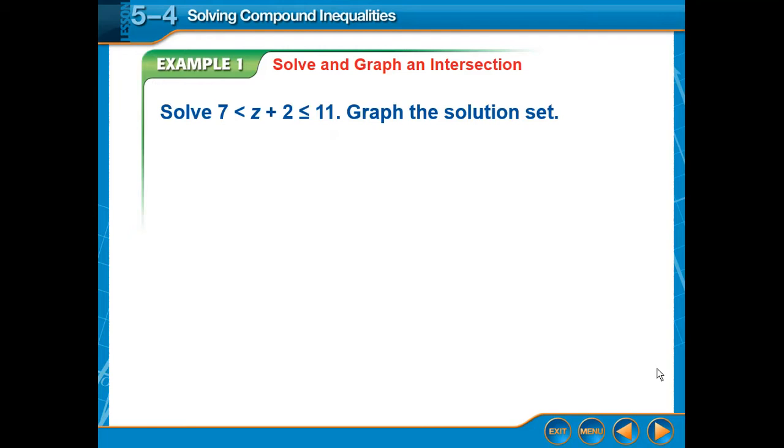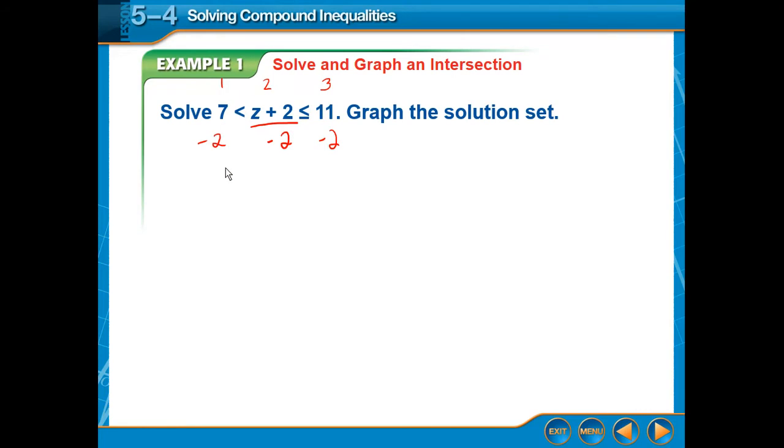So, example 1, if you want to be able to graph an intersection. In a compound inequality, the idea is still to get the variable by itself. So here, if I'm looking at what's being done to the variable, 2 is being added to it. So to get rid of that plus 2, I want to subtract 2 from it. Now, what I do to this part of it, I have 3 parts, 1, 2, and 3.